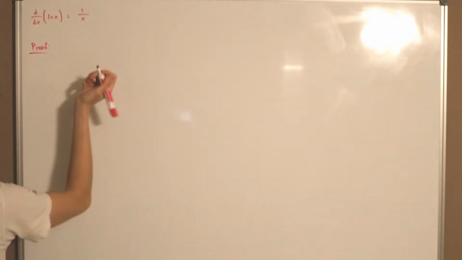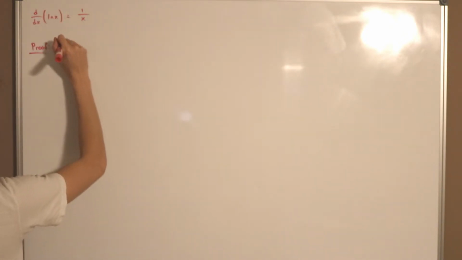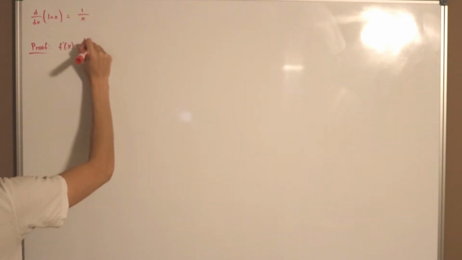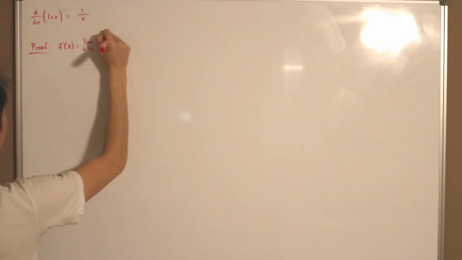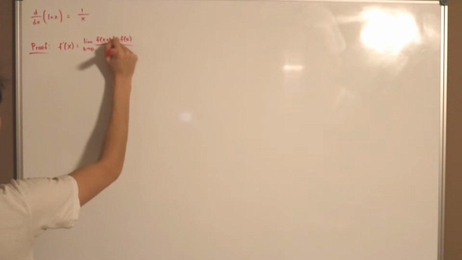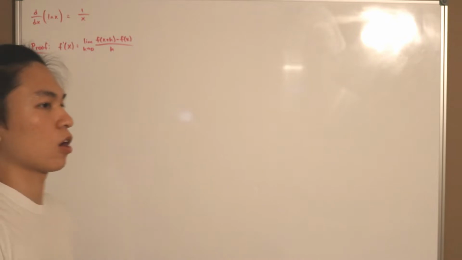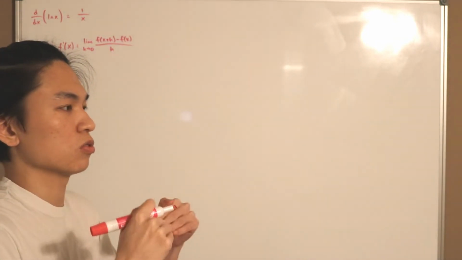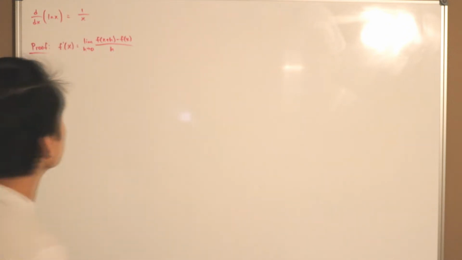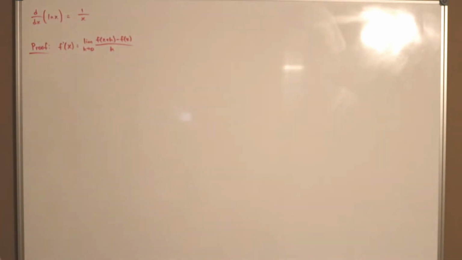Let's recall that f of x is equal to ln of x. In this case, f prime of x is equal to the limit as h approaches 0 of f of x plus h minus f of x, divided by h. As h approaches 0, that is our error bound, so as it gets closer and closer, what is its slope at that point in particular. So I'm going to say f of x is equal to ln of x.